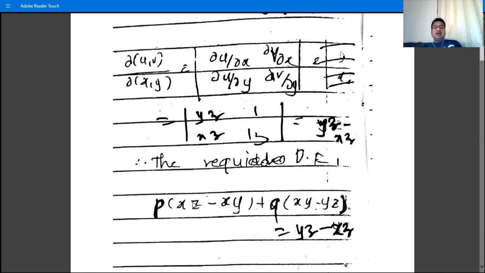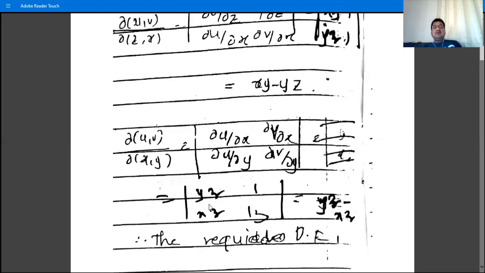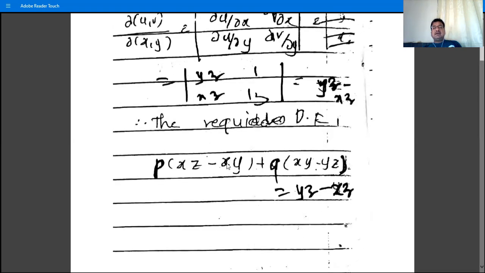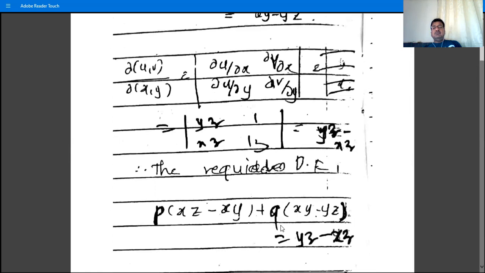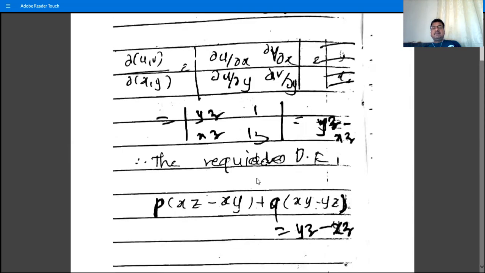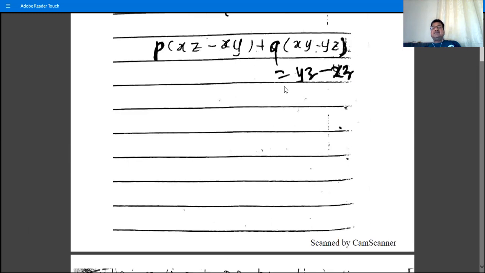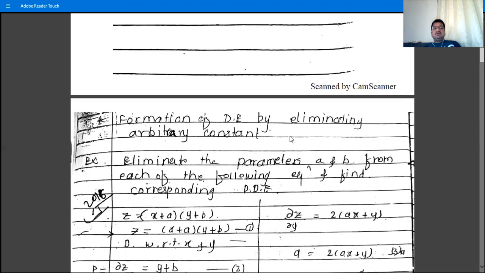So the required corresponding partial differential equation is: small p times ∂(u,v)/∂(y,z), that is xz minus xy, plus q times ∂(u,v)/∂(z,x), that is xy minus yz, is equal to ∂(u,v)/∂(x,y), which is yz minus xz. So this is the final answer, the required partial differential equation. These are the problems of formation of partial differential equations.